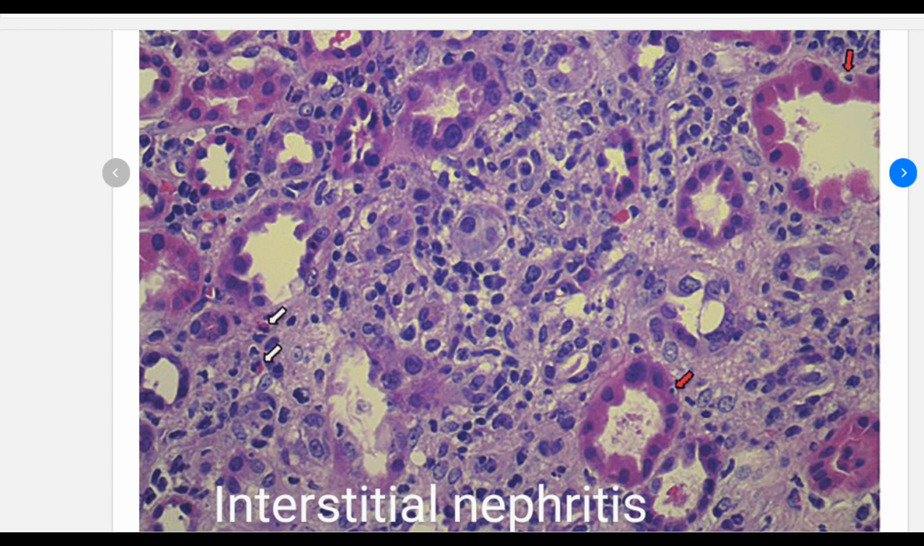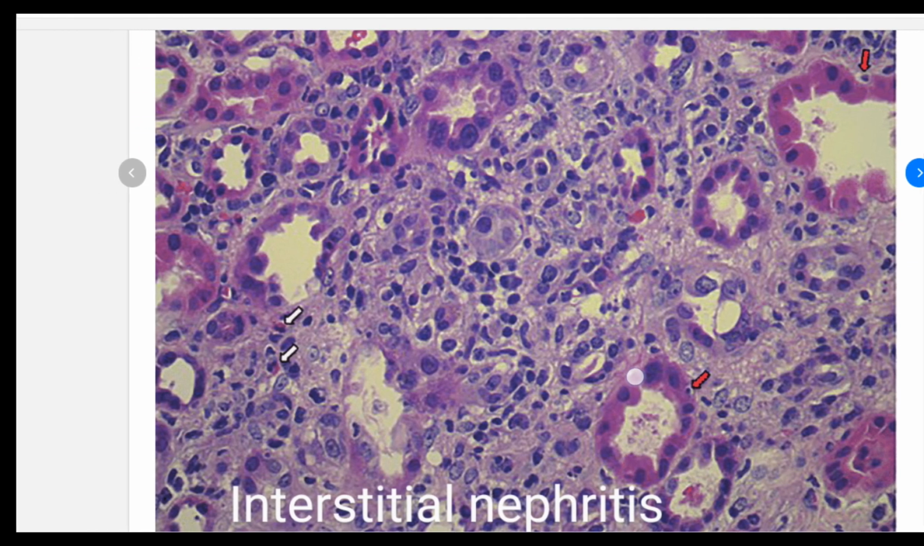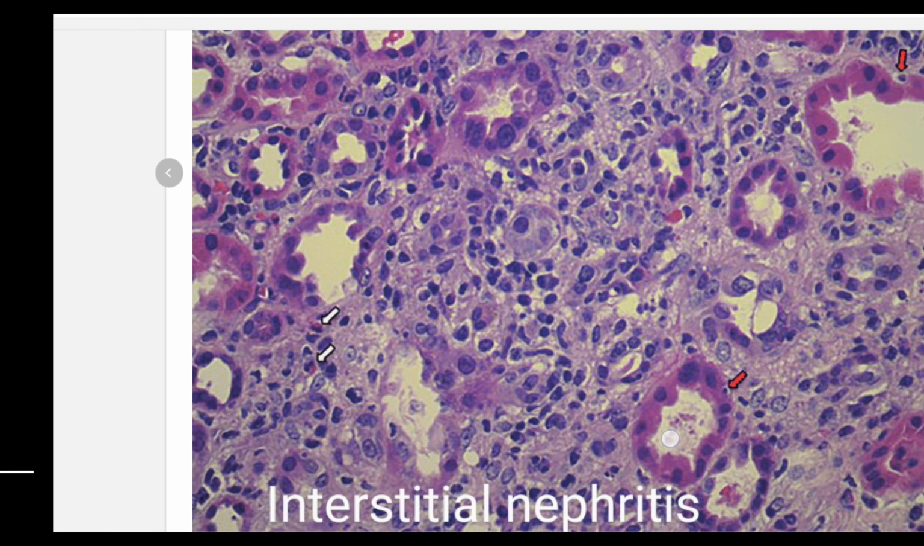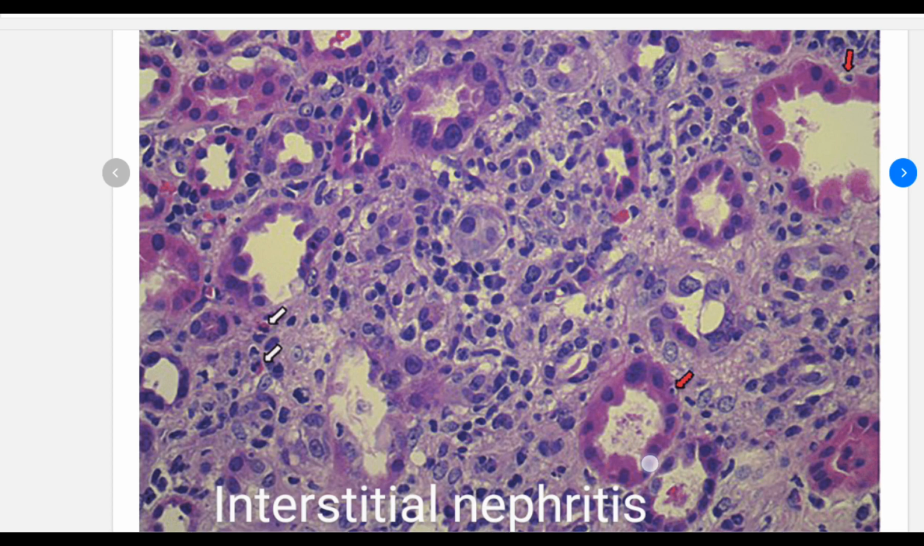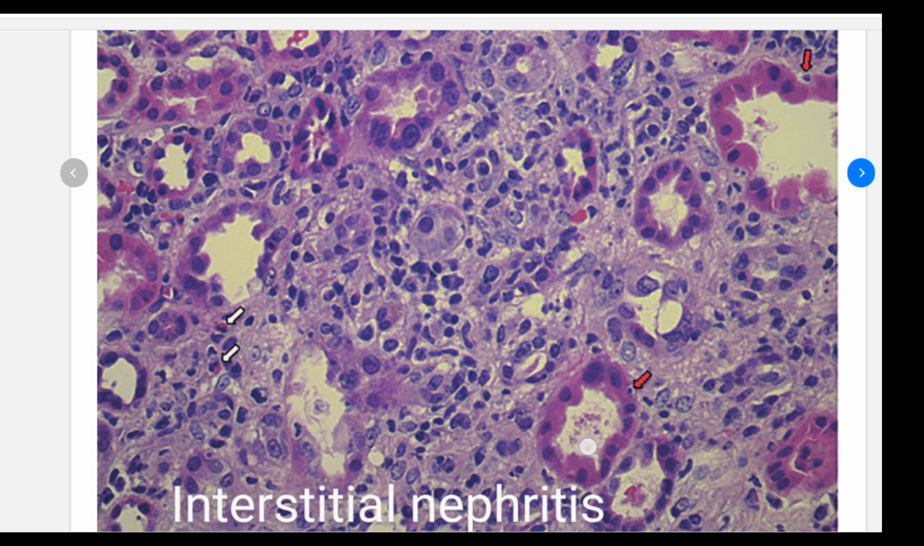Then this is an image of interstitial nephritis. Basically an image of the glomeruli will be shown, and the nephritis is inflammation in the interstitium.